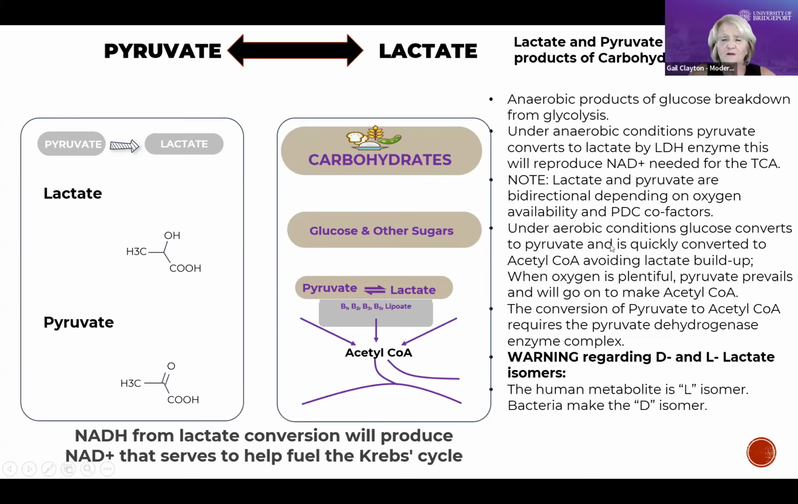Now, there's several things I want you to remember about pyruvate and lactate: we make gluconeogenesis from lactate, okay? And these are anaerobic products of glucose breakdown from glycolysis. This is all in the cytosol, okay? And then under anaerobic conditions, pyruvate will convert to lactate by an enzyme called lactate dehydrogenase. And that will reproduce NAD needed for the citric acid cycle.